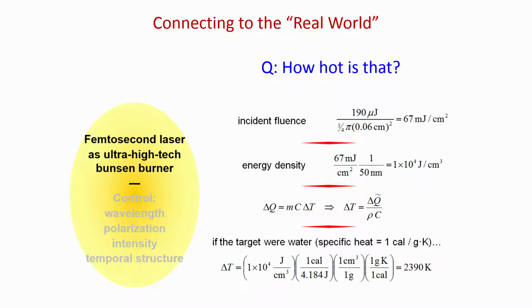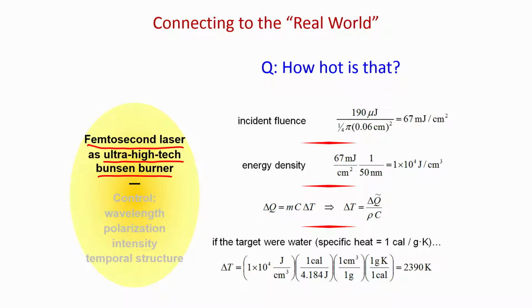So, in the end, what we see is that the femtosecond laser is behaving just like an ultra high tech Bunsen burner. This is the way one of my advisors at Brookhaven National Lab used to call it. In this class, we have never discussed how a femtosecond laser can be used in micro machining or making a hole.